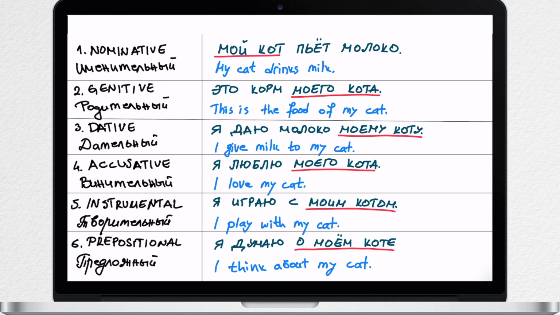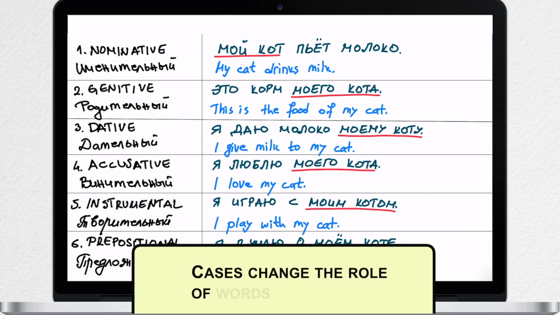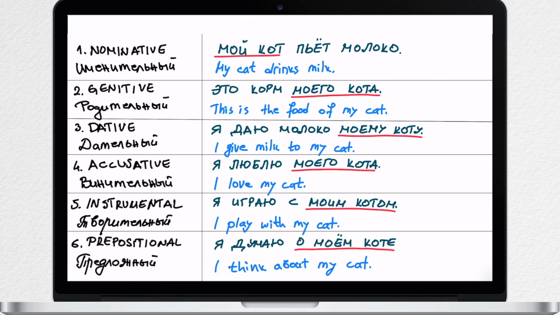So the function of these different word endings, or the function of Russian cases, is to change the role of the words in Russian sentences. Now let's start from the beginning. Let's start with the nominative case. The nominative case is the base form of the words. That's the form you will find if you look up a word in a dictionary, and it is used to express the subject of the sentence.